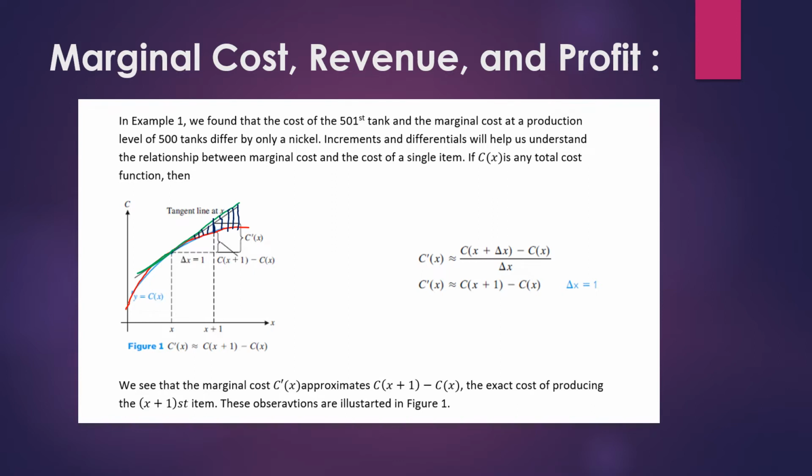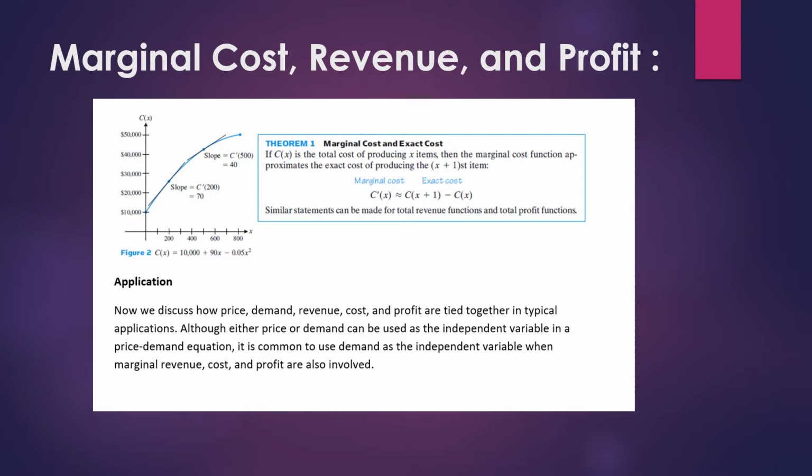As our difference, our delta x, gets smaller, our approximation and our actual answer are getting very close. So when delta x is 1, we're just changing production by 1 unit. We're going to see that our approximation is very close to our exact answer. This slide is just reinforcing the previous one. It's telling us that our marginal cost, our C prime of x, is approximately the exact cost, especially when x is large and delta x is small.